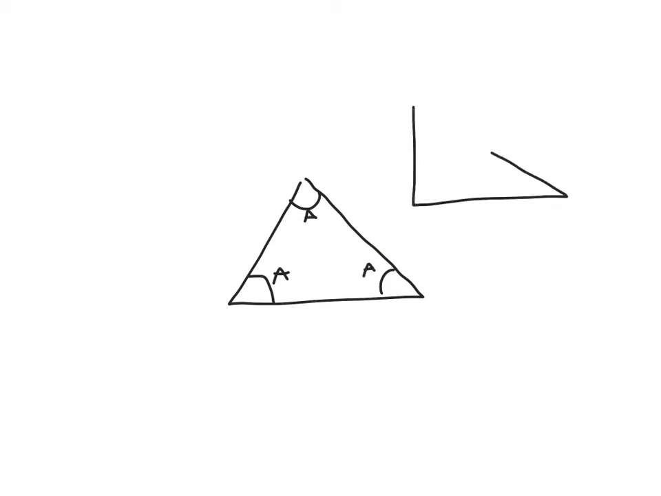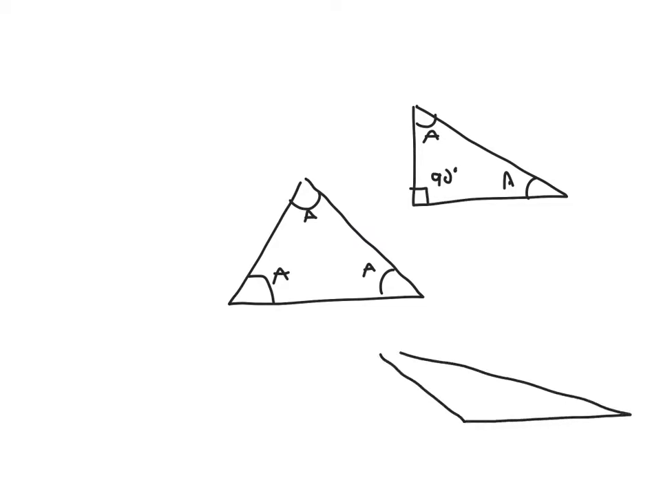So before we get started, let's talk about triangles for a second. A triangle has 3 angles. We have seen triangles where we have 3 acute angles. We've seen right triangles where we have a 90-degree angle and 2 acute angles. And we've also seen obtuse triangles, where we have an obtuse angle and 2 acute angles.